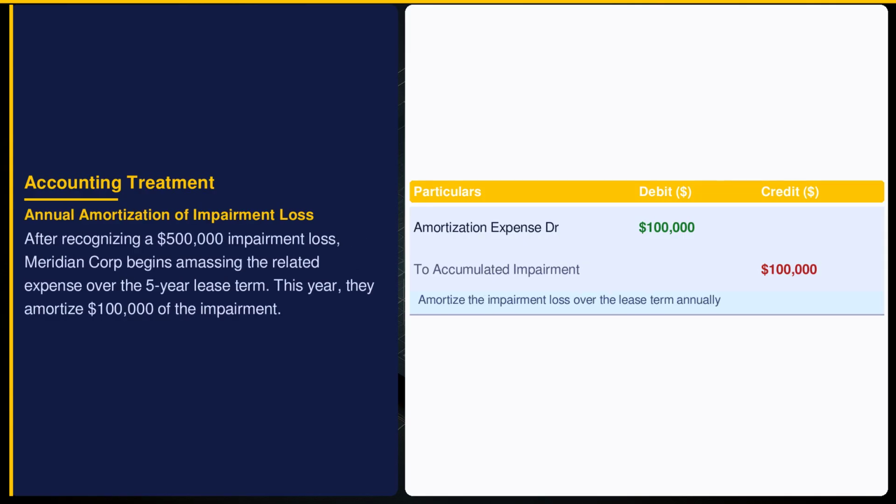To spread the impact of the impairment over the lease term, Meridian Corporation amortizes $100,000 annually. AASB 136 requires that impairment losses be allocated systematically. This amortization reflects a more accurate expense recognition, impacting the income statement by spreading the financial burden across periods.